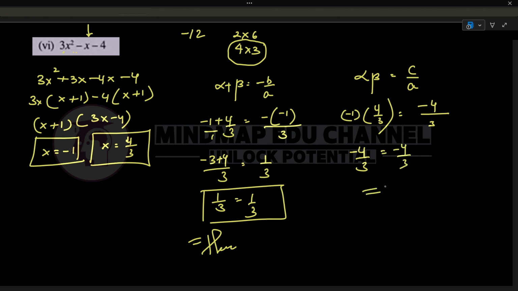So, what we should know in this exercise, it's very easy. The first thing that you should know is the factors. How to find the factors of the given polynomial by middle term split.